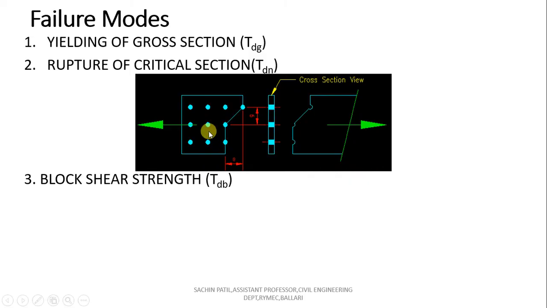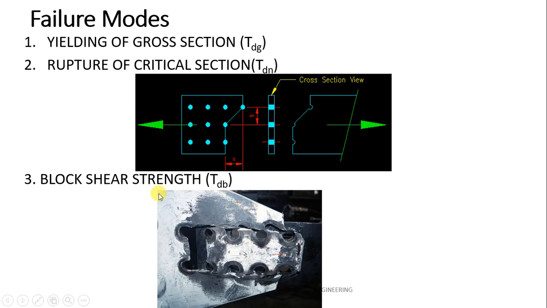So moving on to the next failure mode, it is called block shear, and it is represented by TDB. This is how it fails due to block. The name itself says that the block will be separated, whereas here any section will be separated into two by a single line. Here you can see multiple lines. The section will be separated as a block. You can see three failure lines here, whereas here you can see only one failure line.